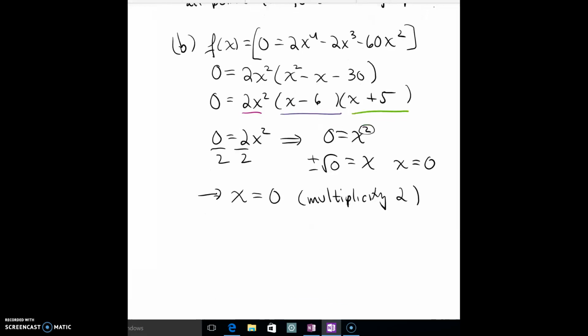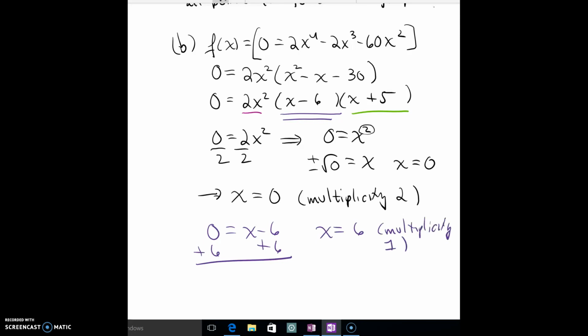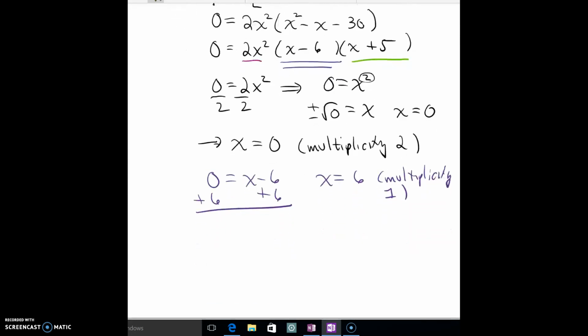Now we're going to solve these other equations. Let's go back to 0 is equal to x minus 6. To get x by itself, we're going to add 6 to each side. And that's just occurring once. So x equals 6 is a solution of multiplicity 1. And then the last one that we want to solve is x plus 5. 0 is equal to x plus 5. Subtract 5 from each side, and we have another one at x is equal to negative 5. Same thing, it's a first degree, so we have multiplicity 1.